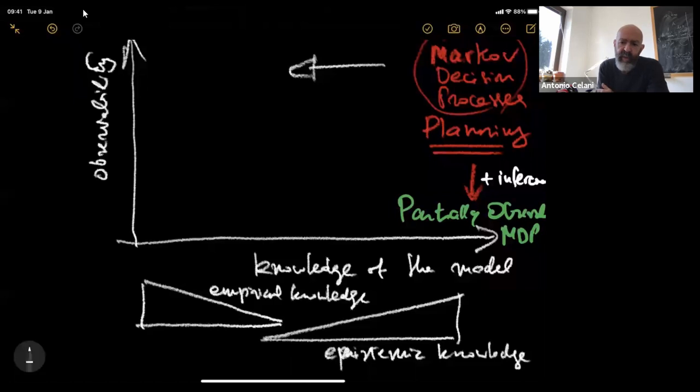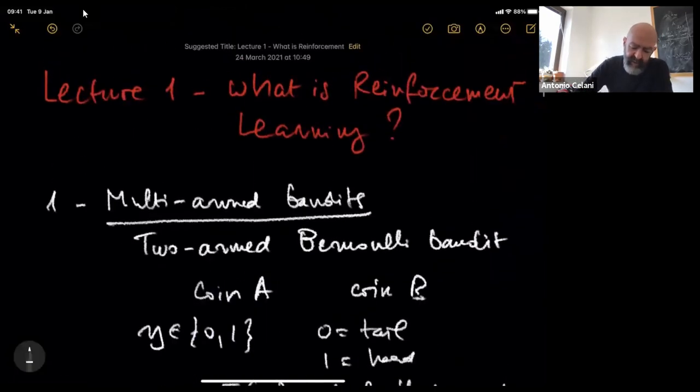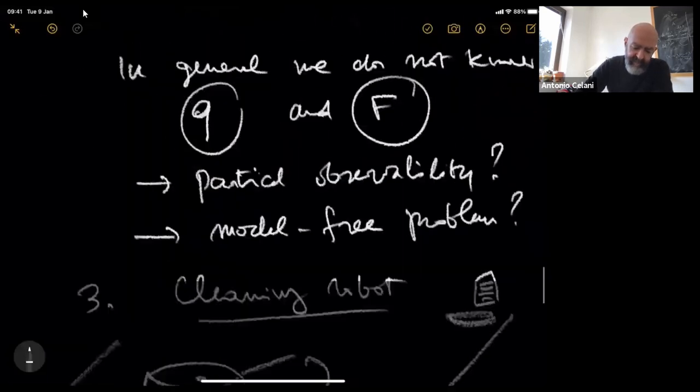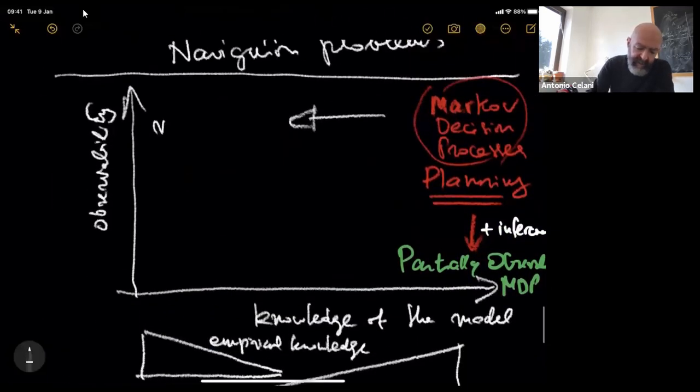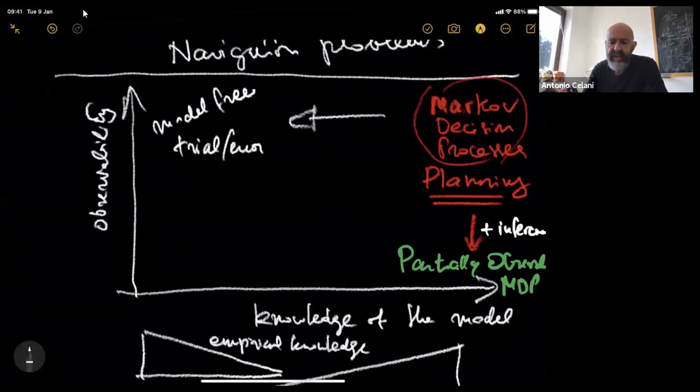And when you move all the way to the left, and you are totally lacking any model, this is the model-free part of the diagram, then you will have to resort to something else. And this typical something else that you use is trial and error. So you do things. You interact with your environment. That's how you learn to ride a bike. You don't construct a model of what will happen in the future. You do things, you correct for errors.